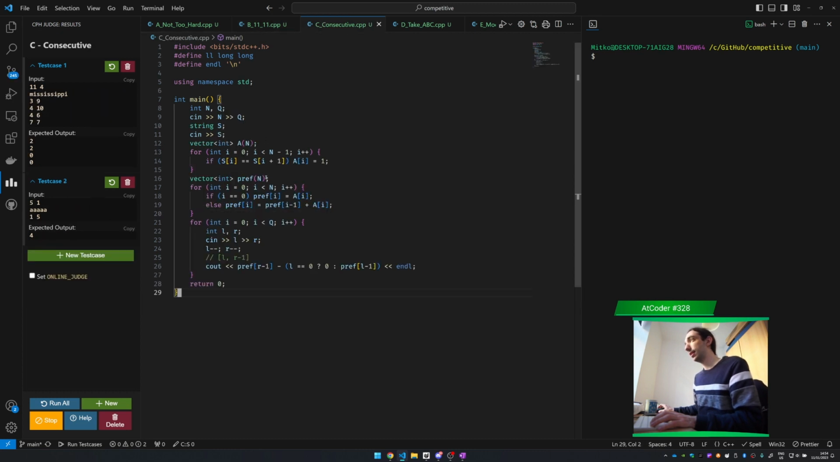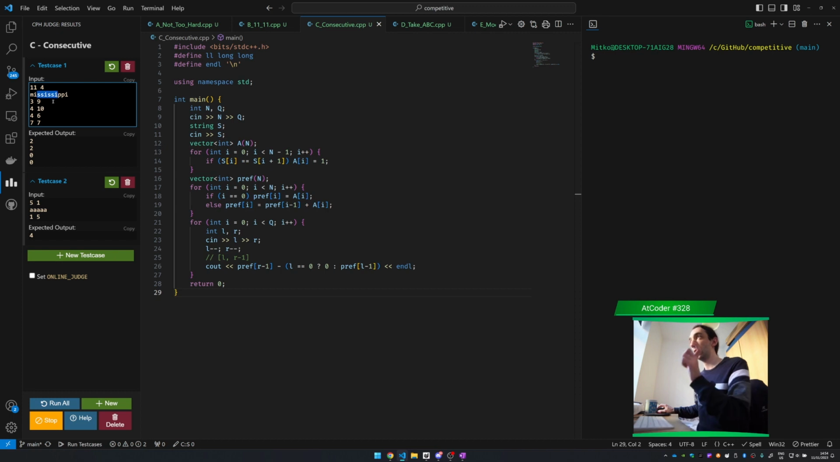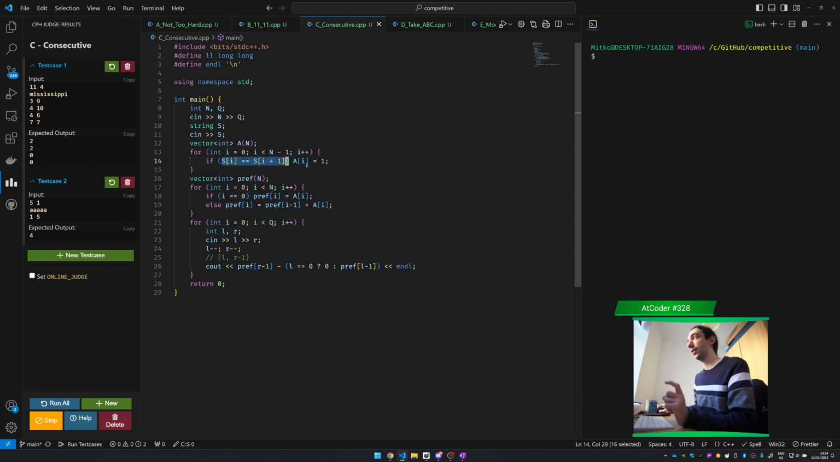That's B. For C, we were given a string and queries, and for each query we wanted to know how many times there are 2 consecutive equal characters in the substring from this position to some position here. For each 2 consecutive equal characters, I set an array A to 1, and then I have prefix sums over this array, so I can query it very fast, because this is commutative and associative. So you just don't care.